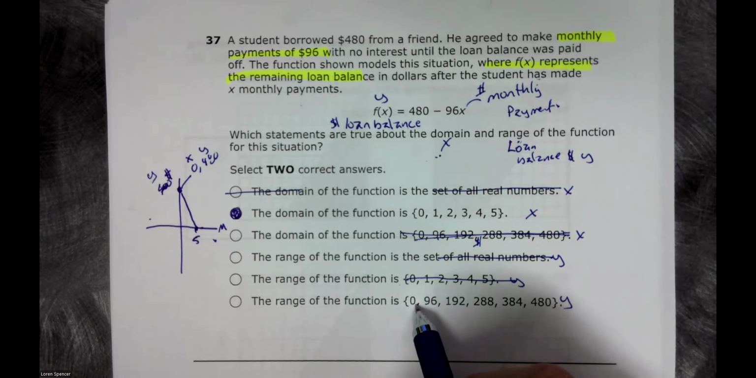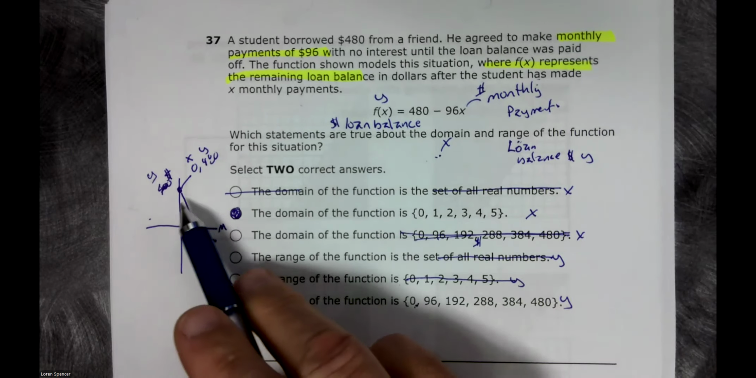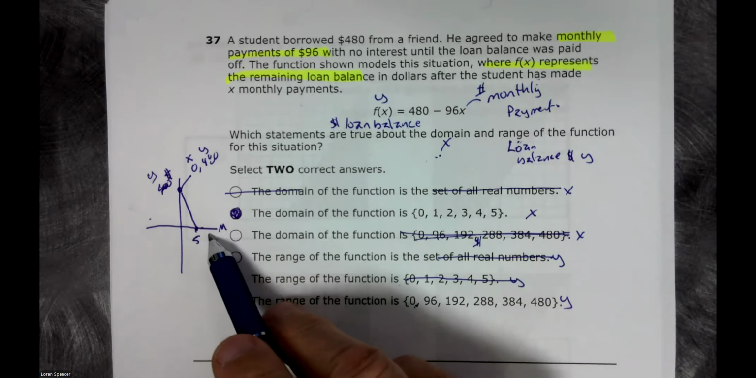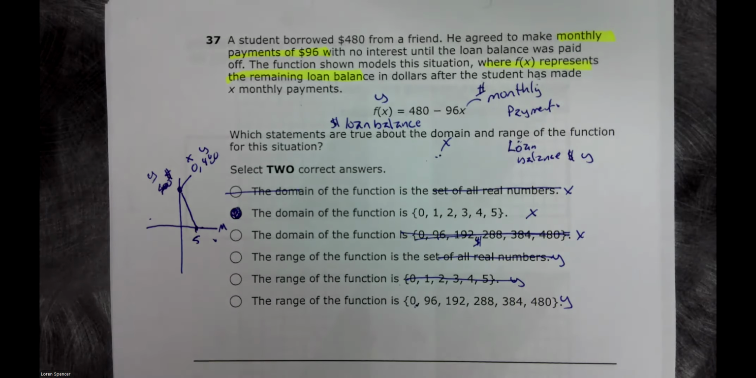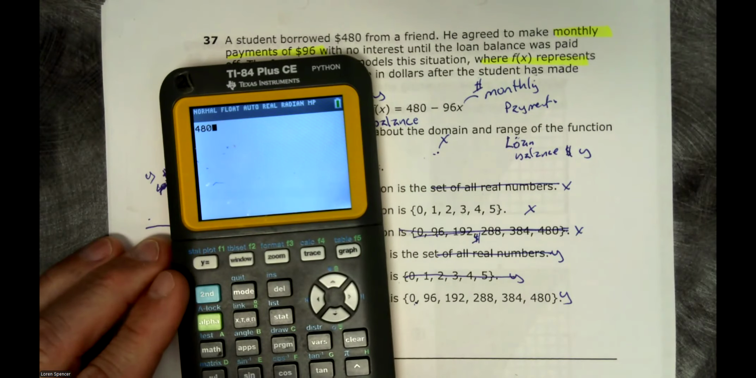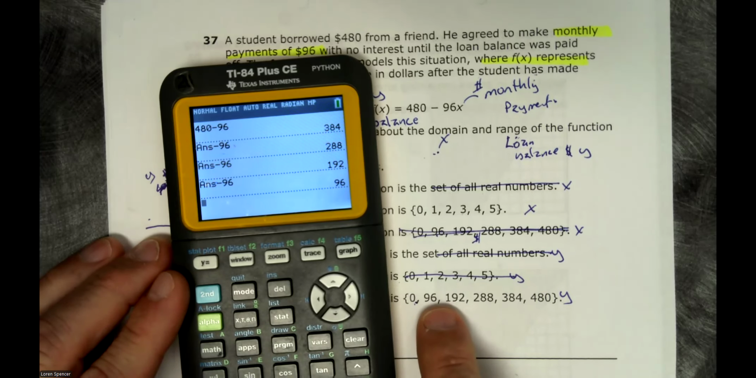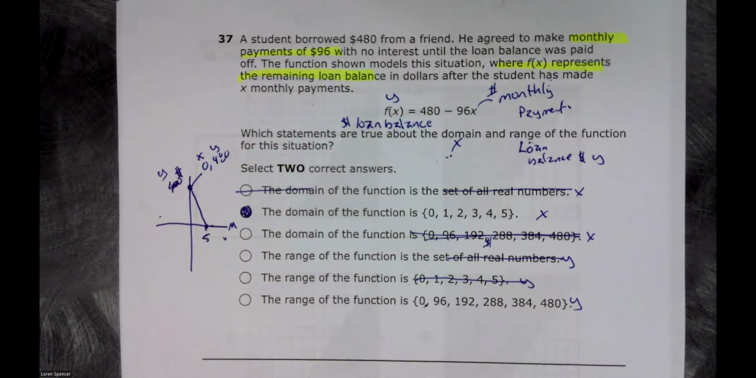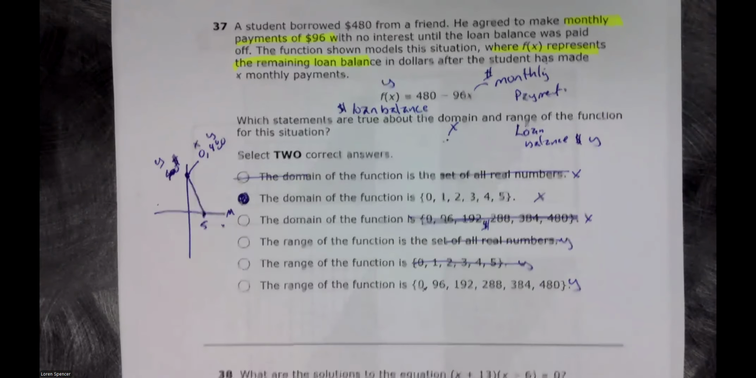And the range of the function is these values. Yeah, we had 480 and we went all the way down to 0, decreasing by 96 each time. And if I had a calculator, I'll show you this real quickly, 480 minus 96, okay? Minus 96, minus 96, minus 96. That's where those values came from. So those are the values where each month it decreased by 96. Okay, a little bit of a tricky problem. If this one doesn't go well for you, the next one will.